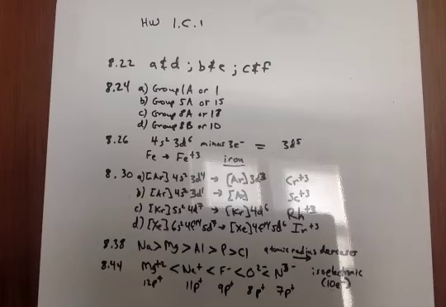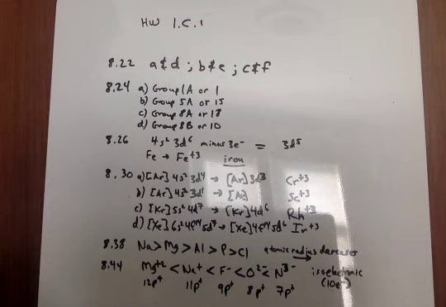I'd like to spend a few minutes going over homework 1.C.1. This is out of Chapter 8: 8.22, 8.24, 8.26, 8.30, 8.38, and 8.44. First of all, 8.22 asks us to group the following electron configurations in pairs that would represent similar chemical properties of their atoms. Similar chemical properties are going to occur when atoms have similar valence shell electron configurations.